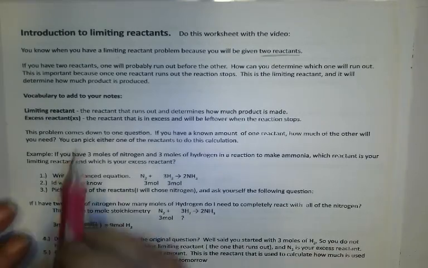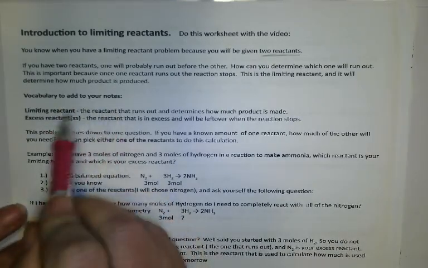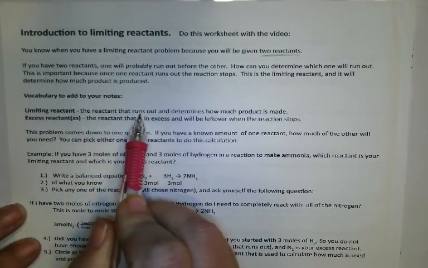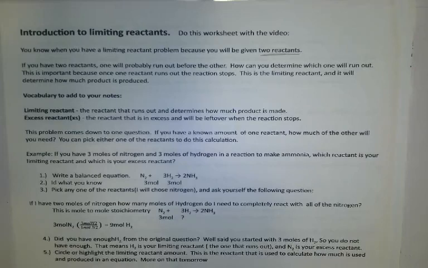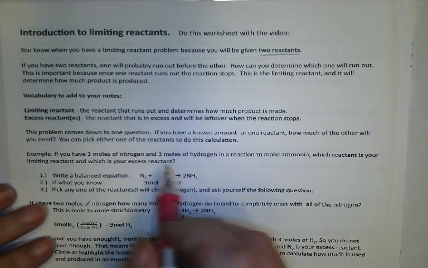So you definitely need to add these vocabulary words to your notes. The limiting reactant is the one that runs out and determines how much product is made. And we are going to do these problems. We're going to get used to circling the amount in moles that is your limiting reactant because that's going to help us tomorrow with our more complicated problems.